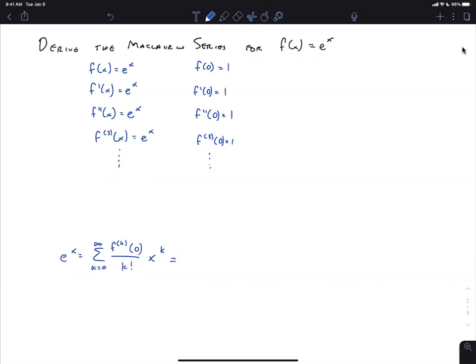So now if I go with k equals 0, k equals 0 gets me 1 over 0 factorial x to the 0. K equals 1 gets me 1 over 1 factorial x to the first. K equals 2 is 1 over 2 factorial x squared. K equals 3 gets me 1 over 3 factorial x to the third, and so on. Any questions to there?